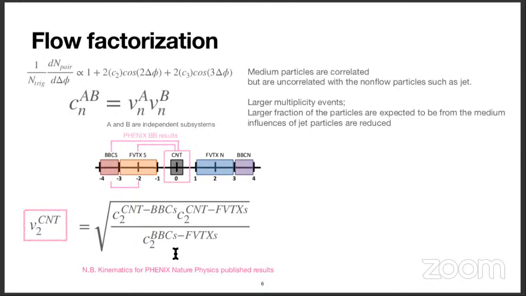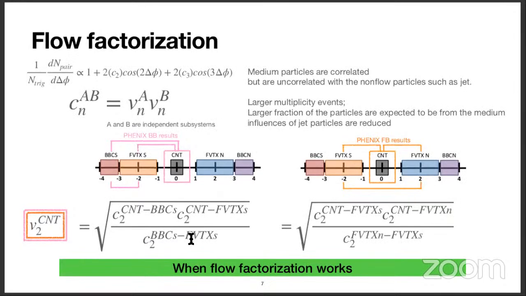Because we are selecting two backward systems, I'm going to call it the PHENIX BB calculations. And the new kinematic selection, which includes the forward rapidity detector this year, is used to study the flow factorization in small collision systems. I'm going to call it the PHENIX FB calculations because it has one forward and one backward.